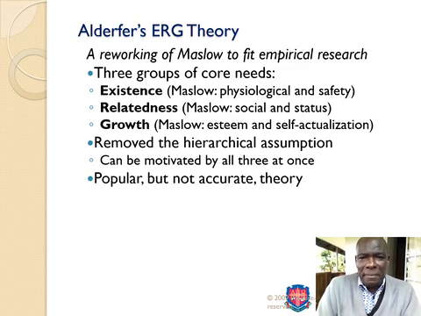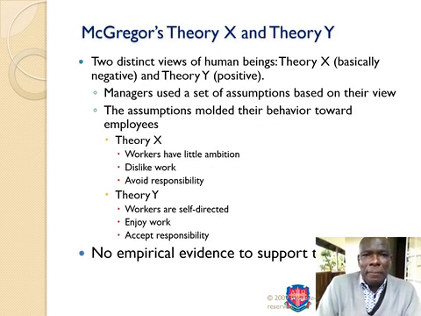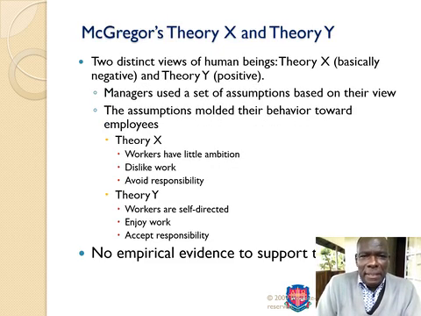And after you've achieved relatedness, then you can think about where do I go from here? The other theory, which may be very popular indeed, is McGregor's theory X and theory Y. Some people just call it theory X and theory Y because they may not remember the name of the author. McGregor's theory X and theory Y.